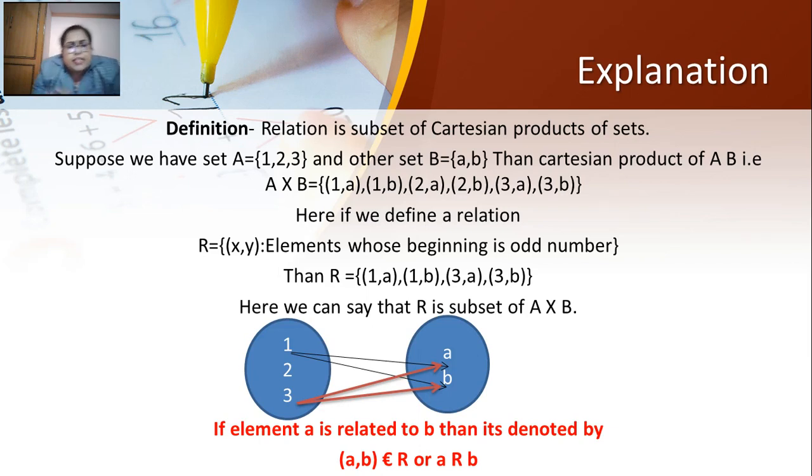First, in relation 1a, it means I draw an arrow from 1 to a, and next 1b, so I draw an arrow from 1 to b, and 3a, so I draw an arrow from 3 to a, and 3 to b. Now, how can we denote the relation? If element a is related to element b, then it is denoted by (a, b) belongs to R, or a R b.